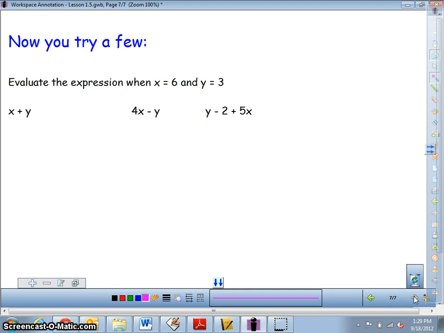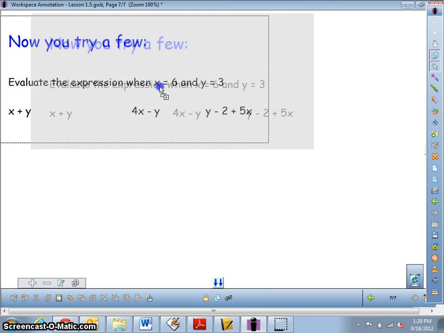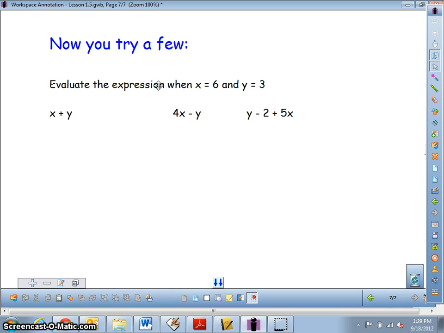And here you go. I want you to go ahead and try a few here. Looks like we're a little bit far over here, so I'm just going to move it for you. There you go. You go ahead and try these.